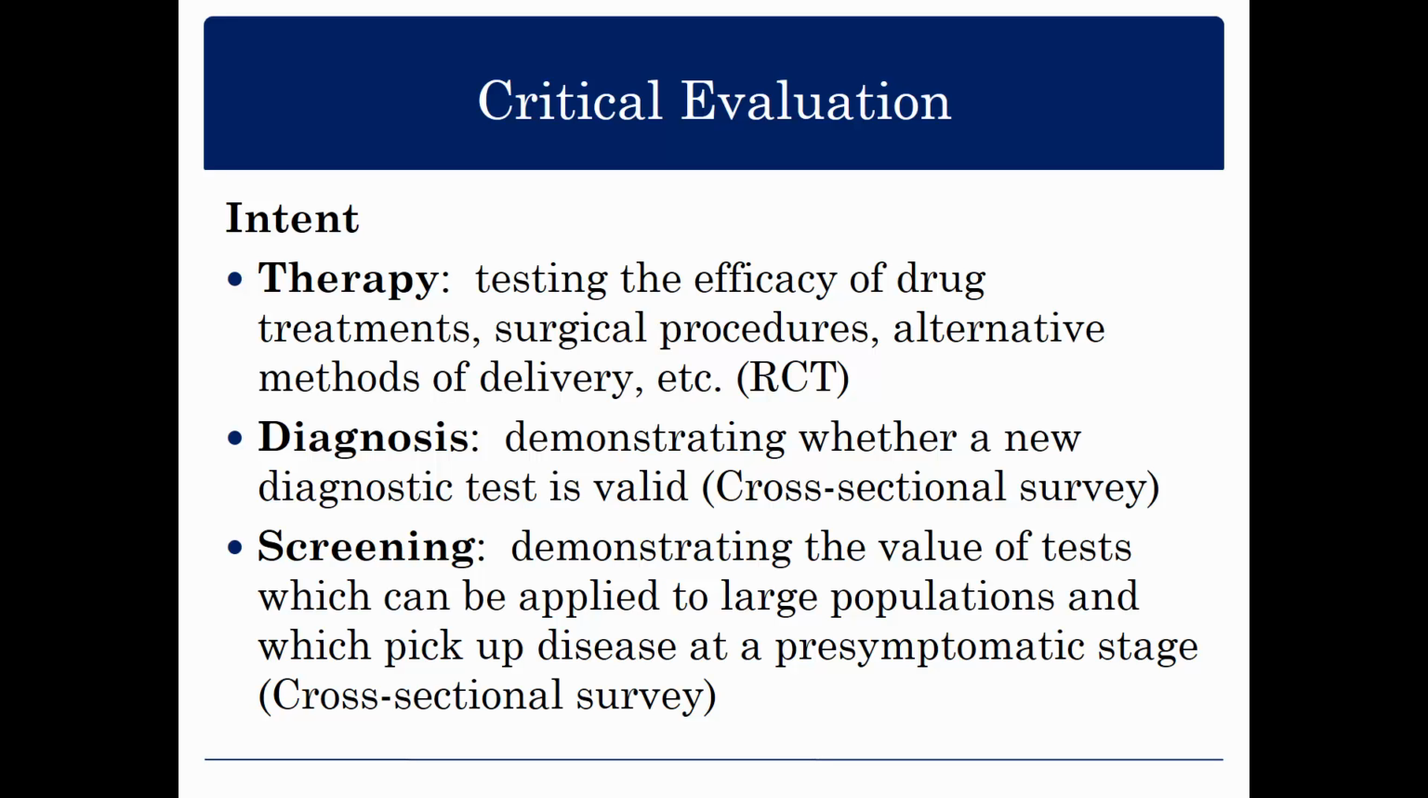One of the key underlying things is understanding how to select the proper study design, a randomized controlled trial, cross-sectional, case control, based on the intent of the study. So there are different types of studies based on their intent. You can be testing the efficacy of a drug treatment or a surgical procedure or some alternative method of delivery of medicine. Those therapeutic trials should be done in a randomized controlled fashion. There'll be pilots that occur first, but the standard of evidence should be RCTs.